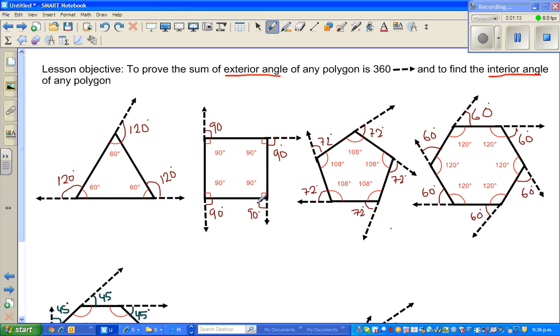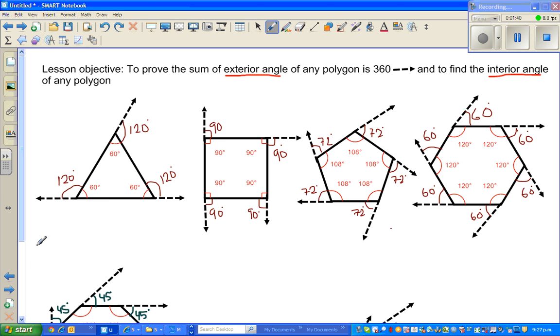In this case, it's a square, so these 90 degree angles which are inside the square are called interior angles. Here in this case of a pentagon, the angles are 108 degrees, and these are called interior angles. Now I'll show you how I got these angles. I have used a program called Smart Maths Tool to get these angles.